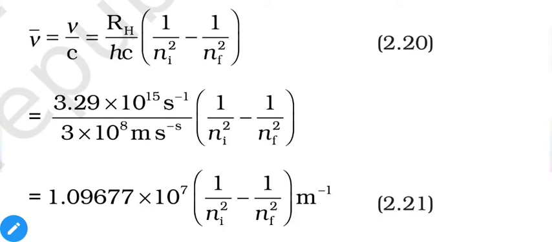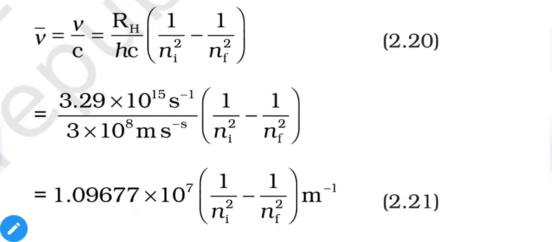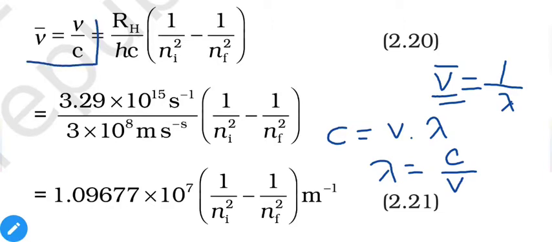That means, as mentioned earlier, the velocity of light or electromagnetic radiation C is equal to frequency into lambda or wavelength. So wavelength will be c upon v. Now wave number v bar is actually the inverse of lambda. So from this relation, v bar is equal to v upon c.